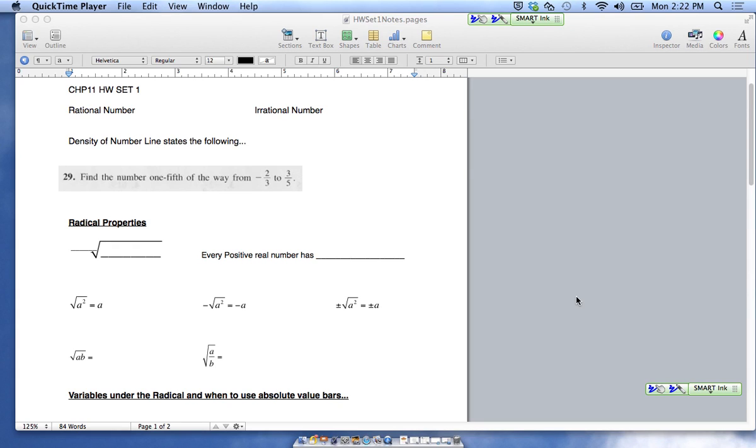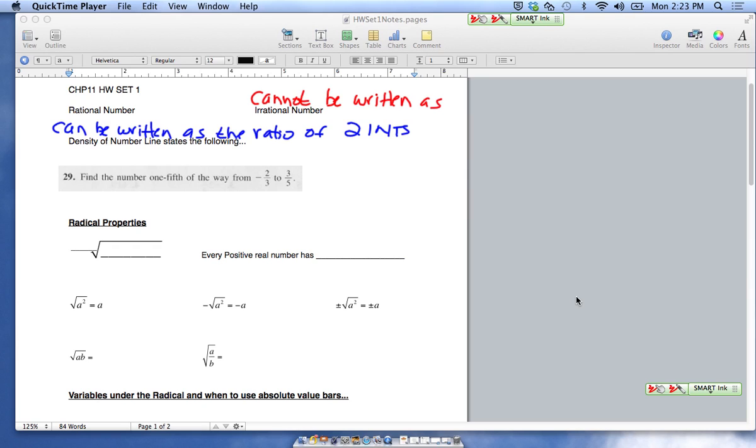11 with radicals. And the first thing I want to start with is just a simple distinction between rational numbers and irrational numbers. A rational number can be written as the ratio of two integers. An irrational number cannot be written as the ratio of two integers. So just a simple distinction there.